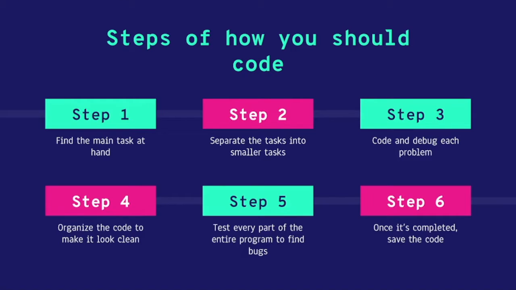Moving on, the steps of creating code should look similar to what is shown. Step 1. Find the main task at hand. Step 2. Separate the task into smaller tasks. Step 3. Code and debug each problem. Step 4. Organize the code to make it look clean. Step 5. Test every part of the entire program to find bugs. Step 6. Save the code.